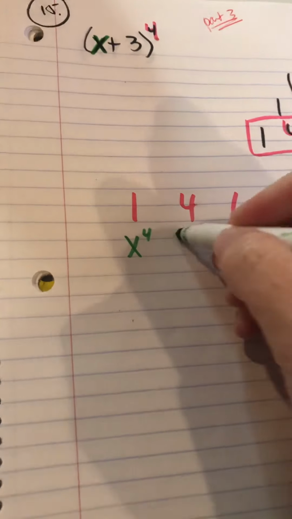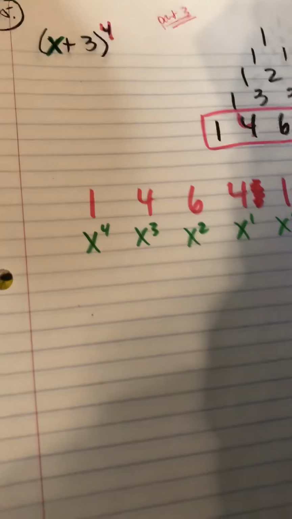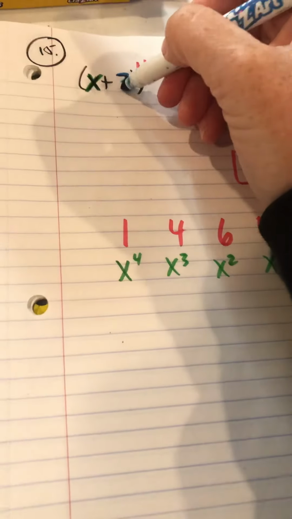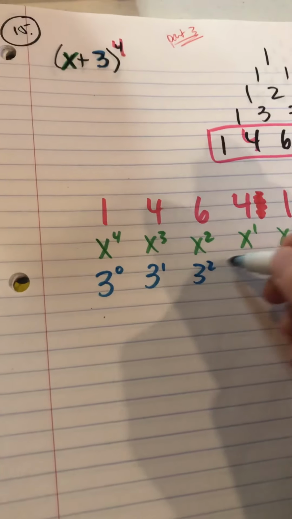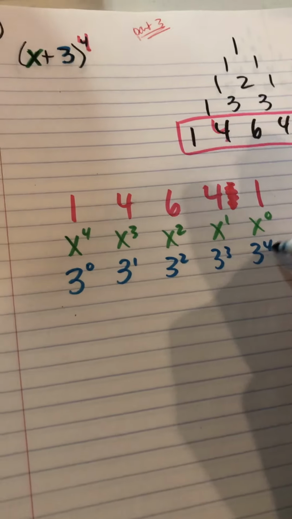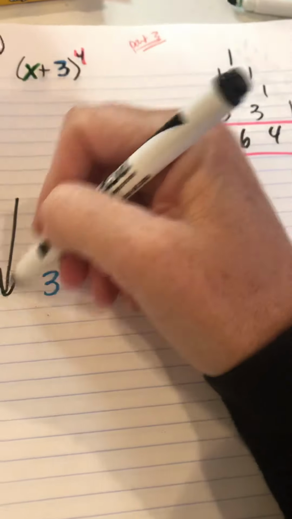Then we're going to take this first term, the x, and we're going to go down: x to the 4, 3, 2, 1, nothing. And then we're going to take our back term, 3, and we're going to go up: 0, 1, 2, 3, 4. Everything should be all lined up, and then we're going to multiply down.